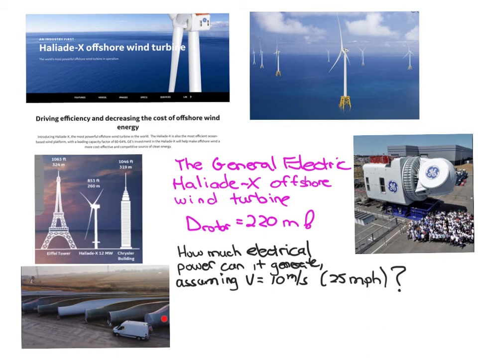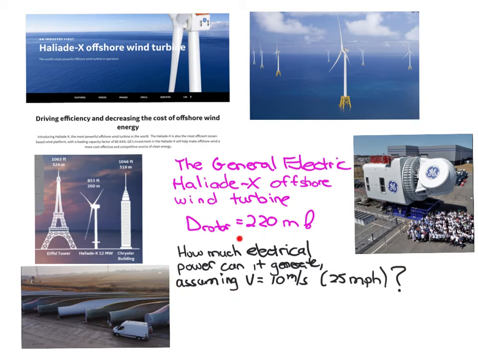This is actually a competitor. The blades here are made by Siemens. That's a competitor to General Electric, and it gives you some sense of the scale of the individual blades. Just transporting these things is really hard. Anyway, let's do a calculation.